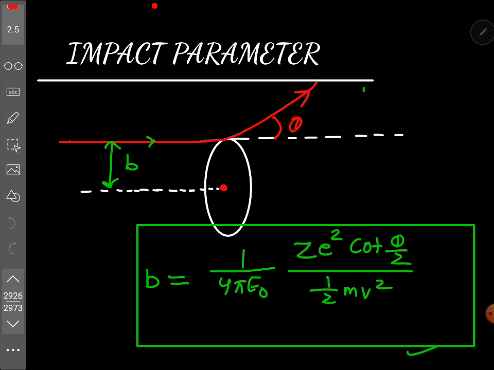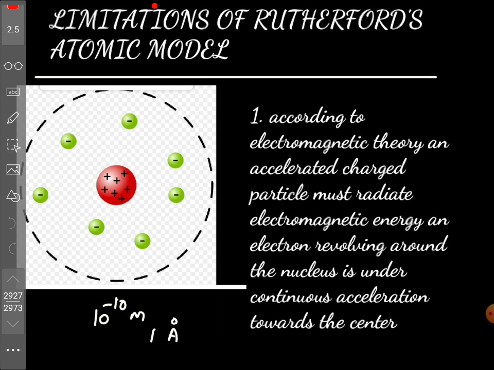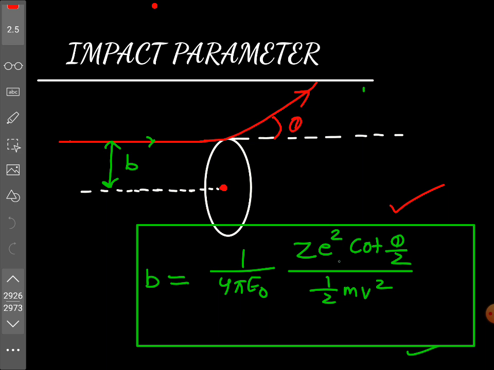The value of the impact parameter can be determined by this formula: 1 upon 4 pi epsilon naught, Ze square cot theta by 2, divided by 1 by 2 mv square. You know all the values: Z is the atomic number, e is the charge on one electron, theta is the angle of deflection, m is the mass of the particle, and v is the velocity.